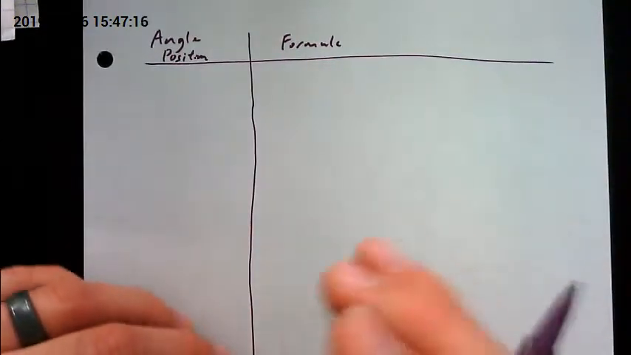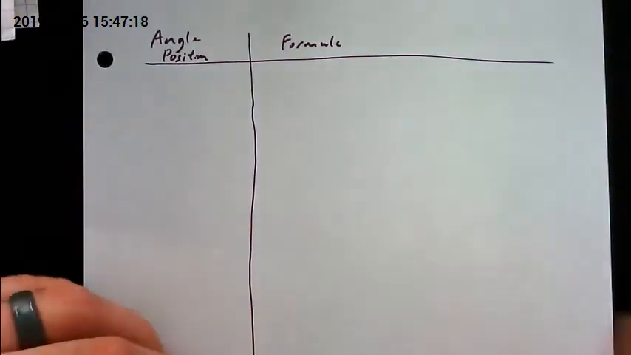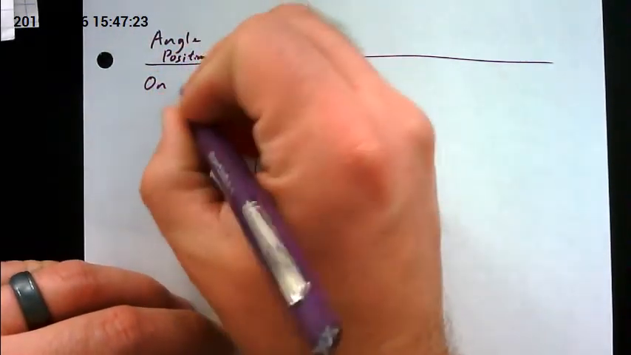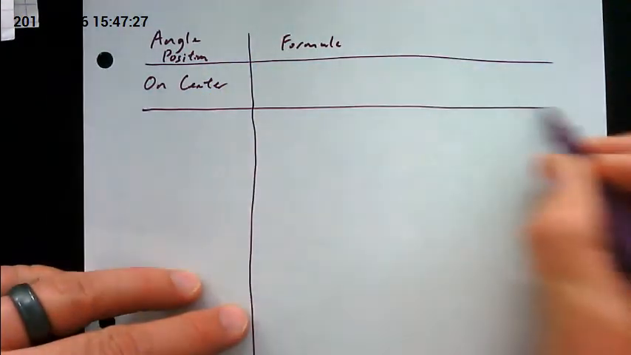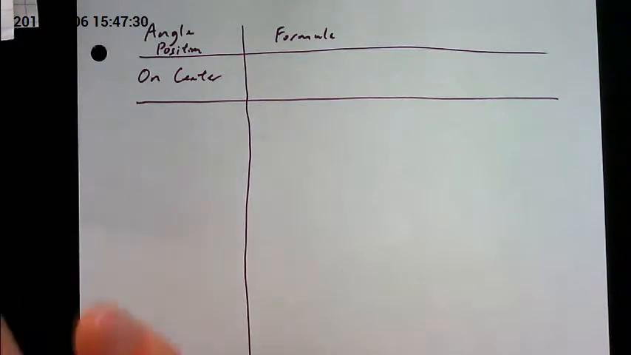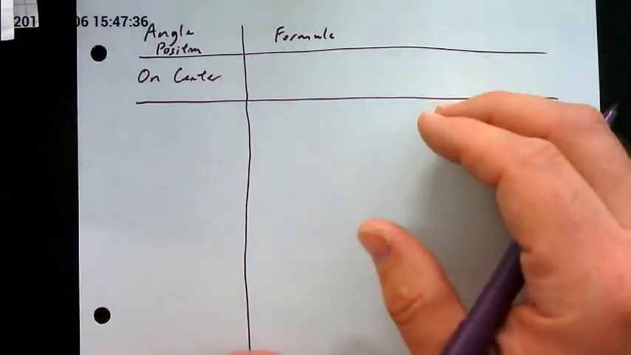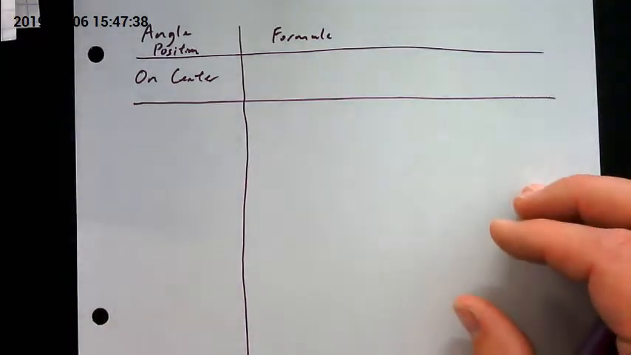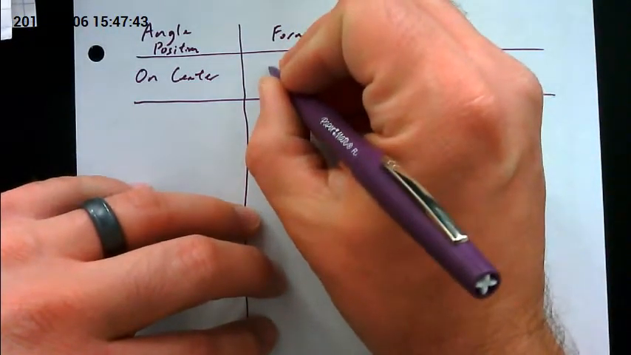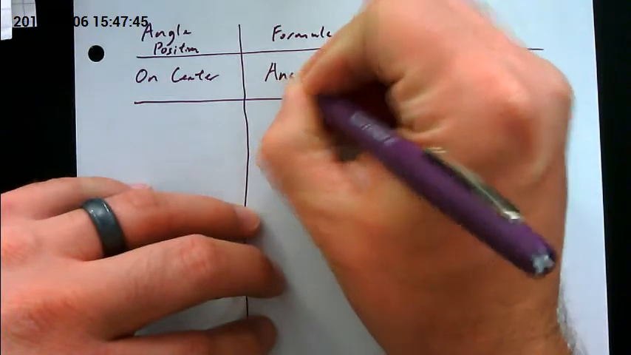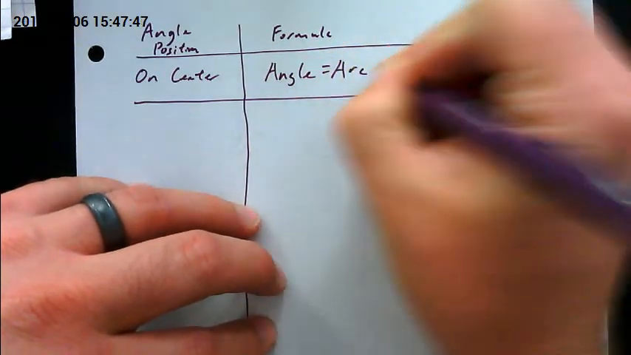So essentially, the first one we're going to do is if your angle is on the center of the circle. This one is very simple. We call that a central angle when the angle's on the center, right? And what do we know about the central angle in comparison to the arc it intercepts? It's the same as the arc. So the arc and angle are equal, right?